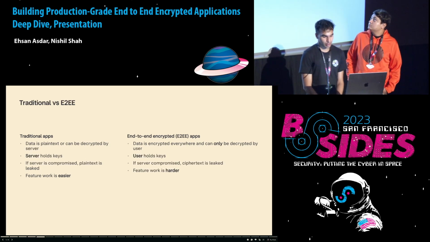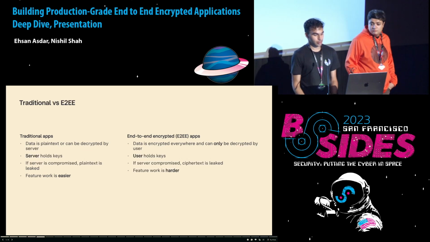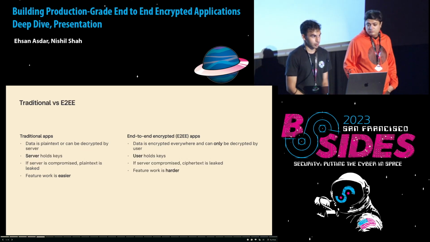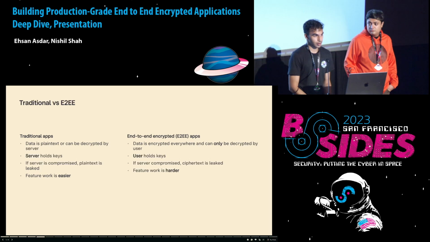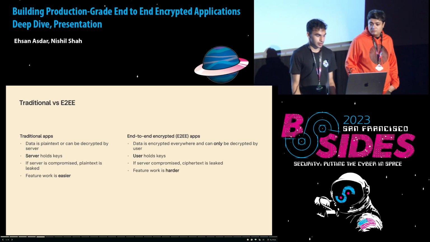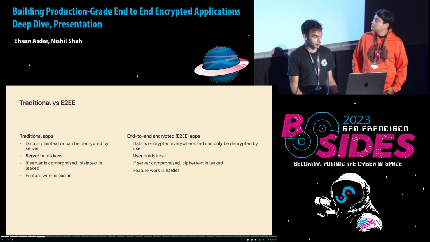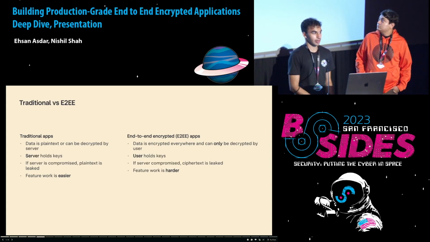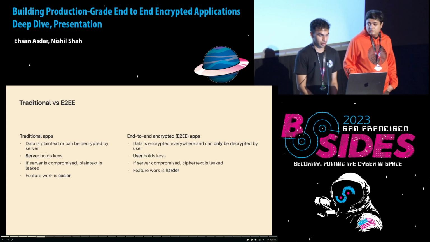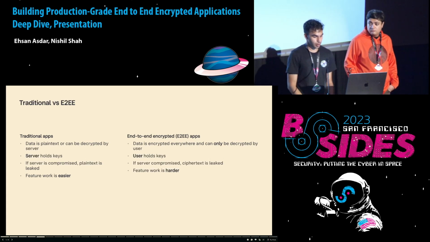In an end-to-end encrypted application, data is encrypted everywhere and can only be decrypted by the user sending the email and the friend or the user receiving the email. So in a sense, the user holds the keys to their email. On our service, all we see is a ciphertext, an encrypted, meaningless string of letters and numbers that cannot be reversed into the actual email content. So if the server is compromised, only that ciphertext is leaked.